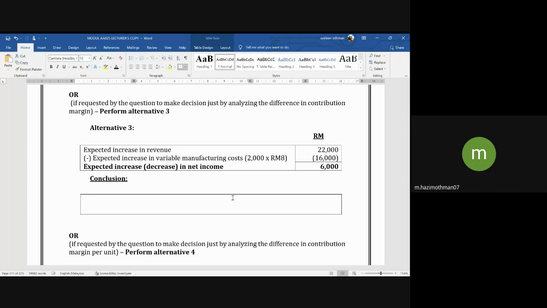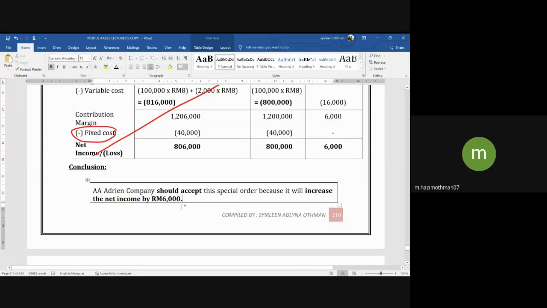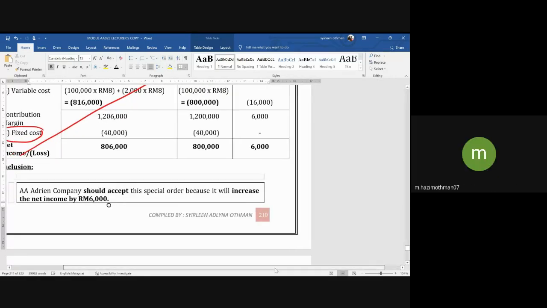Madam, apa nama dia? Conclusion. Conclusion nak ni? Nak tadi ke? Tadi. Okay. Dah. So decision kita sama juga. Okay. Bradley marah. Orang Sarawak marah orang Sarawak juga. Sorry? Oh Mirsad. Kenapa Mirsad?